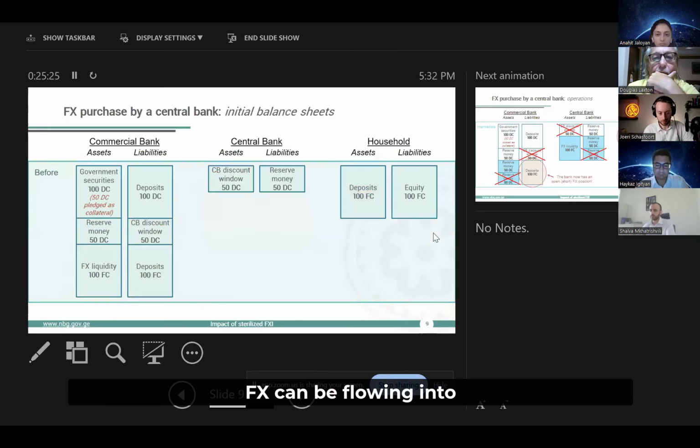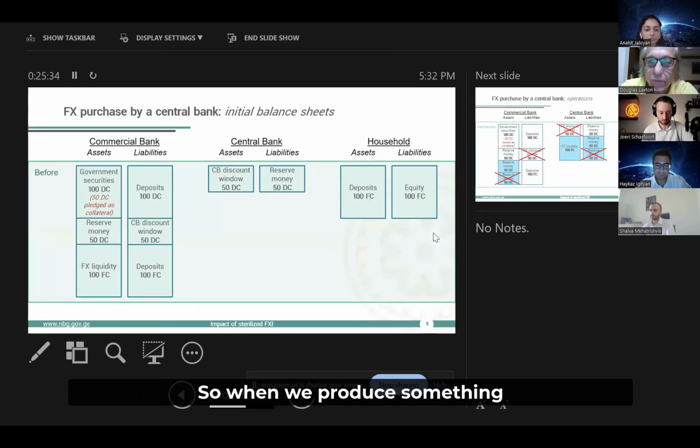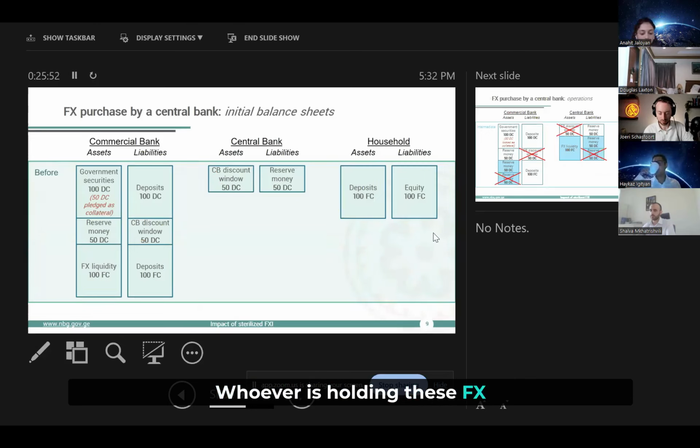Yes, FX can be flowing into the economy by any means. The most obvious example would be exports. When we produce something, we export it, and we get FX in return, so export companies, or households that own these export companies, or someone who bought FX from these export companies. Whoever is holding this FX is a potential source of FX reserves for the central bank.